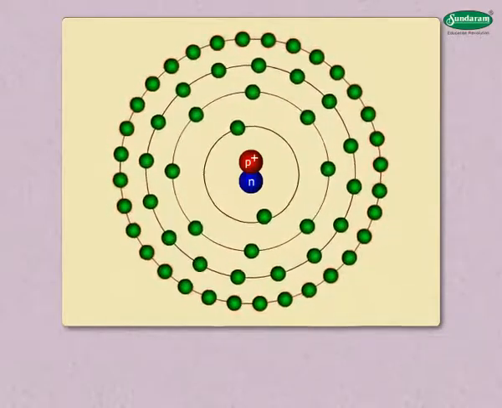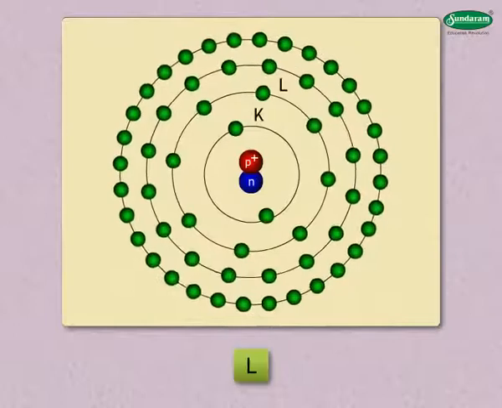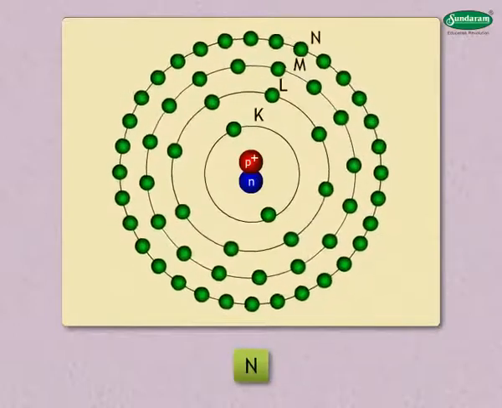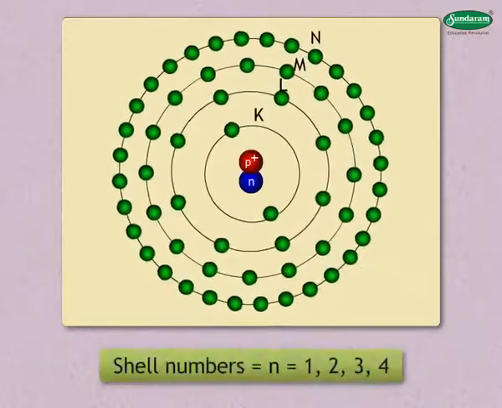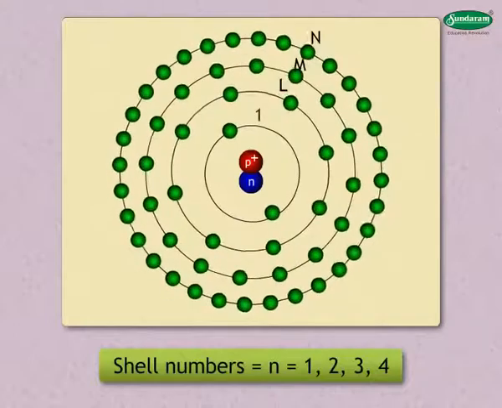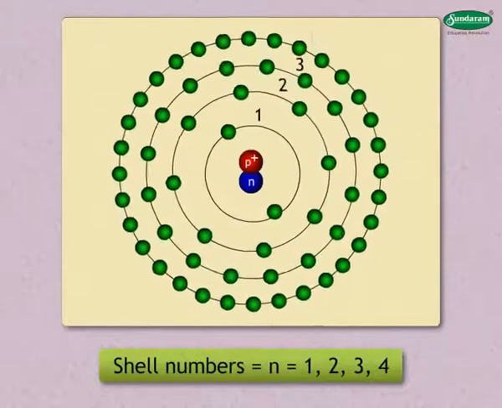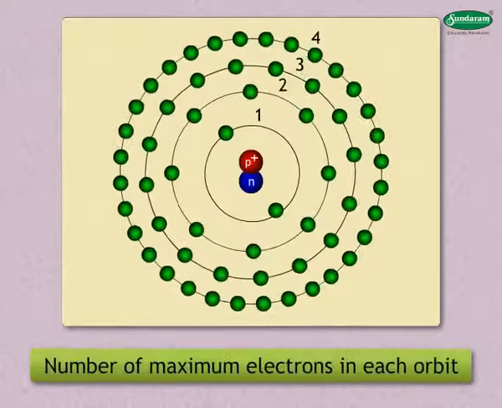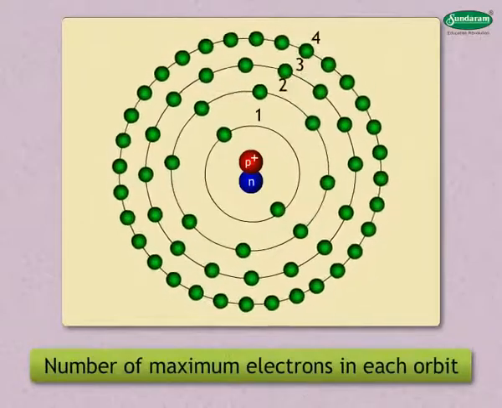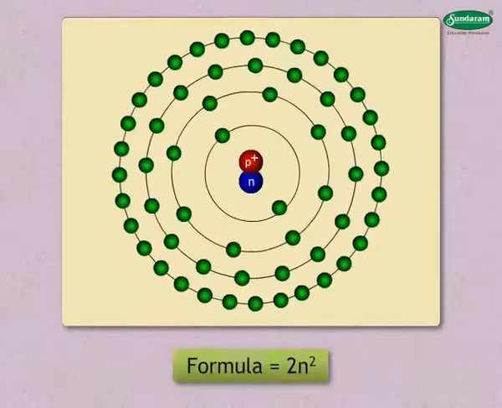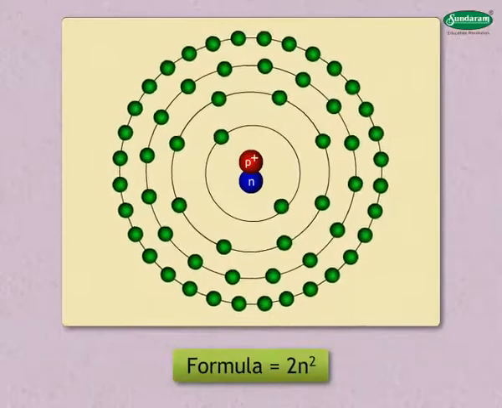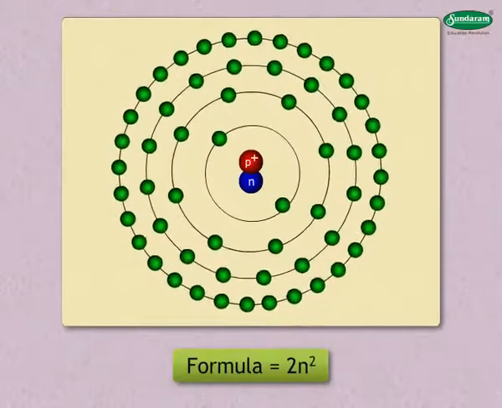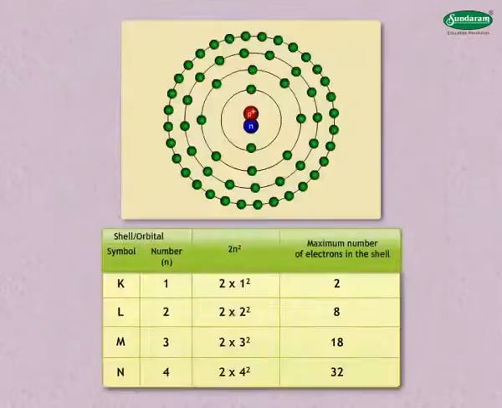They are also named as K, L, M, N, corresponding to the shell numbers n equal to 1, 2, 3, 4. The number of maximum electrons in each orbit is given by the formula 2n². The following table gives the maximum number of electrons in each orbit.